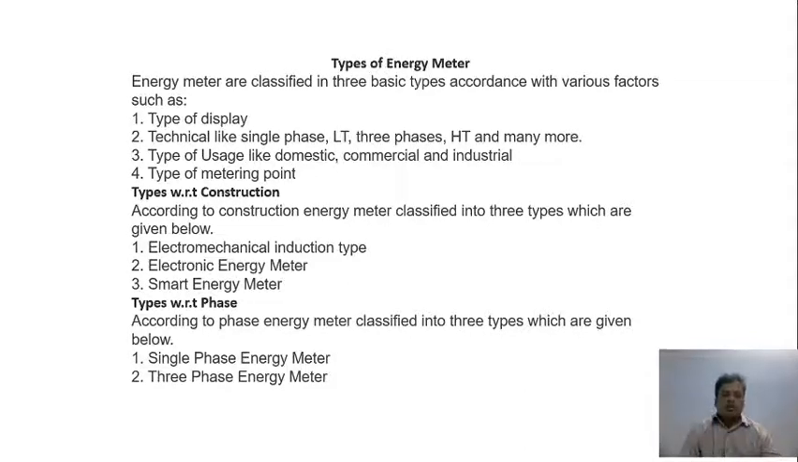According to construction, energy meters are classified in three types, that is electromechanical induction type, electronic energy meter and smart energy meter. Generally, we see the electromechanical induction type of energy meters. Types with respect to phase. According to phase, energy meters are classified into two types, that is single phase energy meter and three phase energy meter.